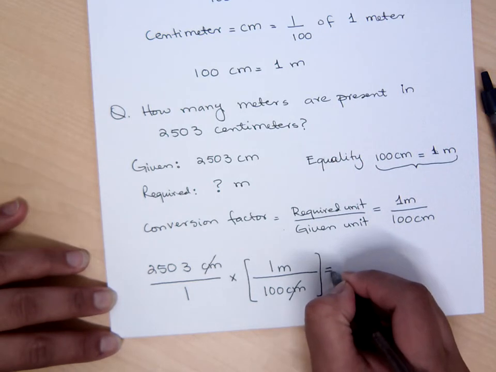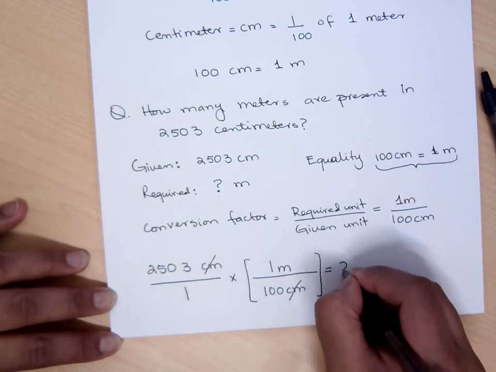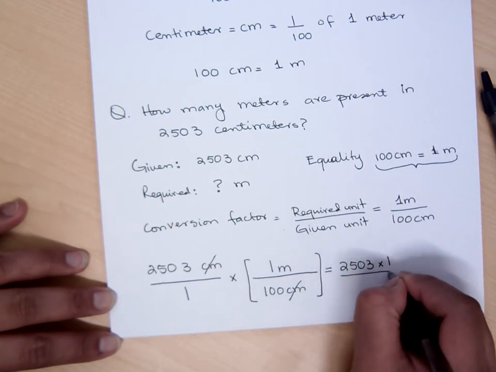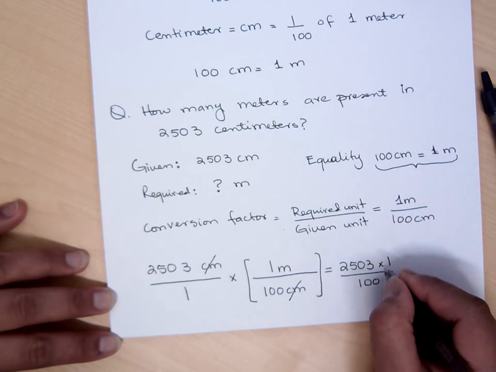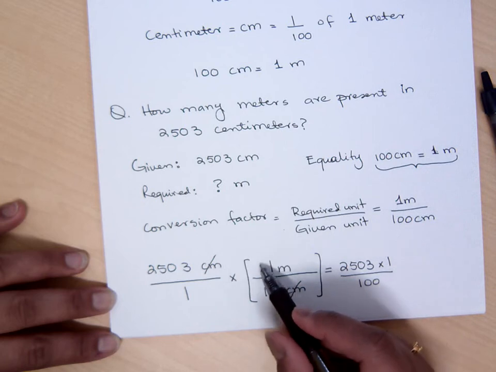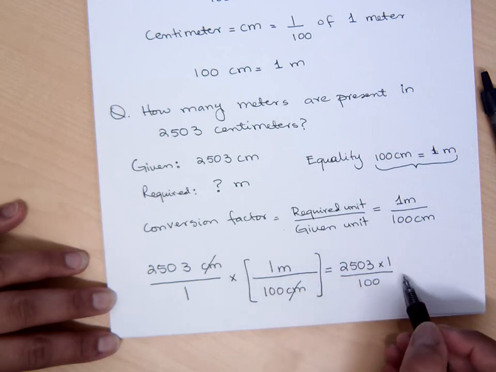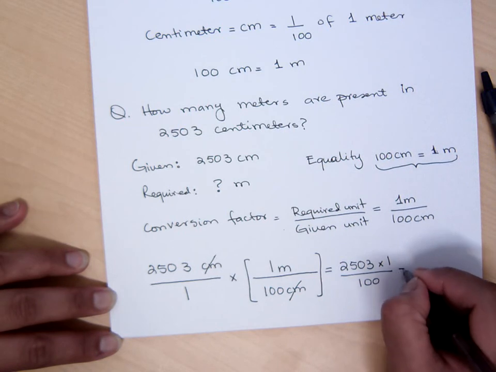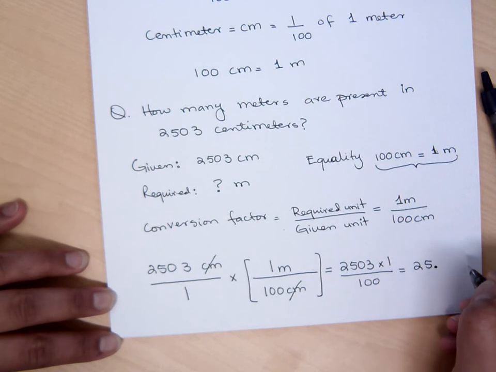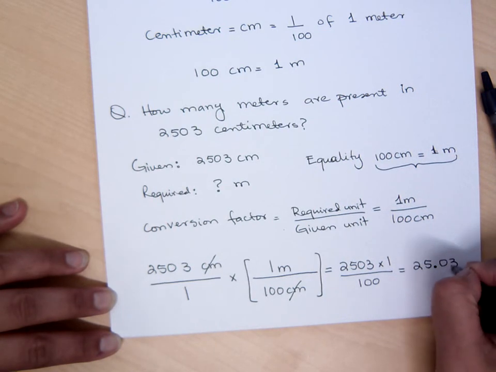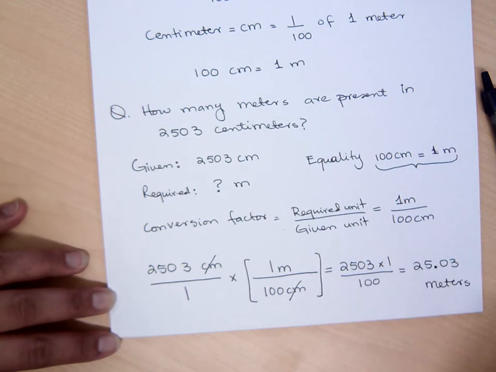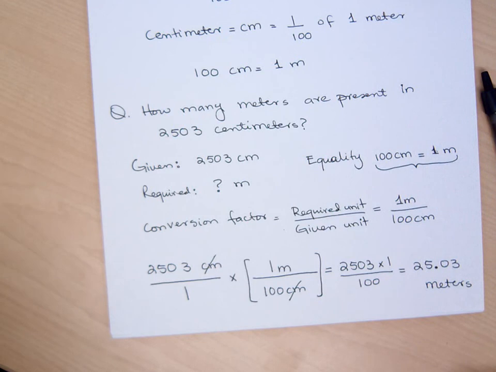What is the math that you're doing for this? The math is 2503 multiplied by 1 divided by 100. Yes, multiplying by 1 gives you the same number, but I'm showing this to you to help you understand that if you had something other than 1 here, you do need to multiply that. Okay, so once you do this mathematical operation, you see that the answer comes out to be 25.03. This is in meters, and that is your final answer for the unit conversions using prefixes.